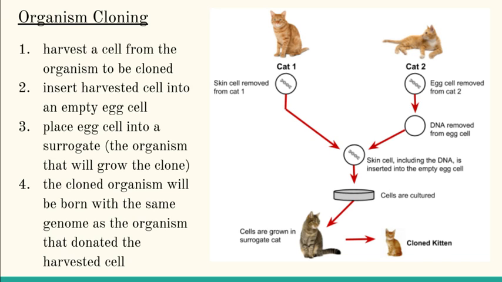Okay, so you're taking that DNA from cat one, putting it into the belly of the surrogate cat, and then she will then give birth to the cloned kitten. And so the cloned kitten, his DNA is going to be exactly the same as cat number one. So cat number one and then the cloned kitten, those are the clones. They have the same exact DNA.